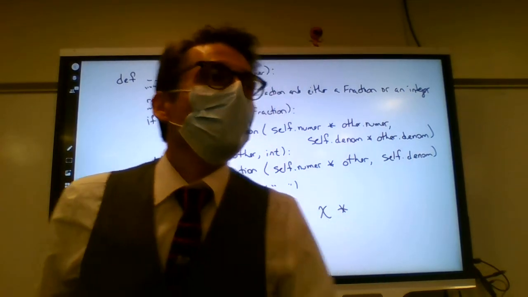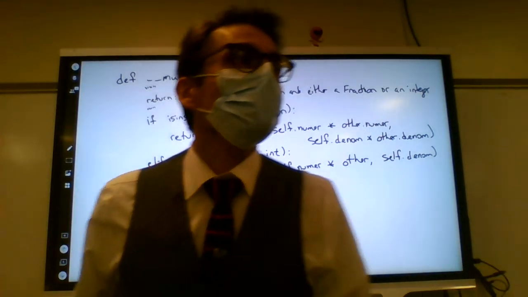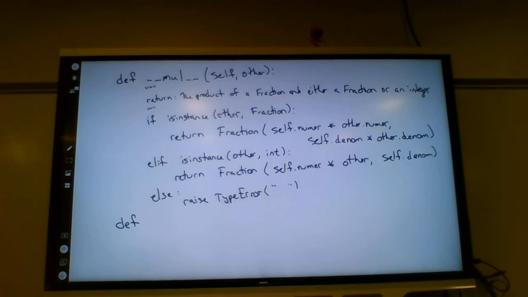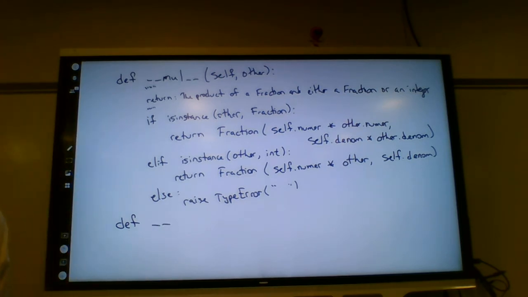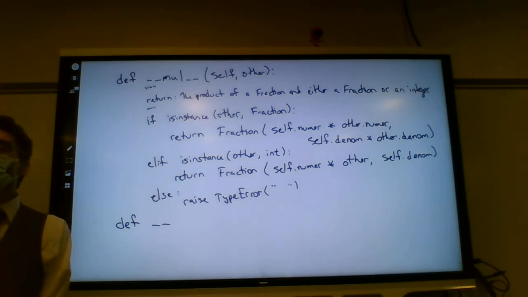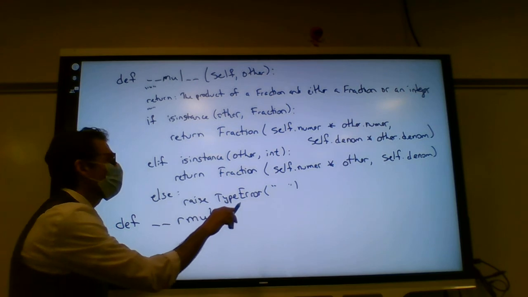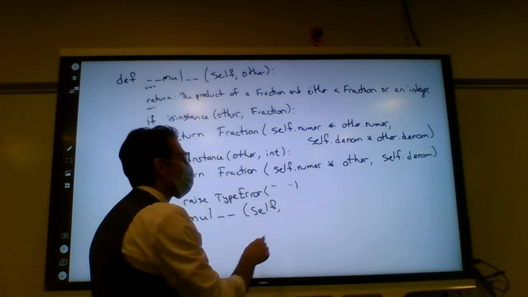All right, so we have to add that in to tell Python what to do if the fraction is on the right. So we need a new method for telling Python what to do if the fraction is on the right. Has anyone ever dealt with this method before? Okay. So, any guesses as to what it's going to be called? It's going to be like mul, but it's rmul. Multiplying on the right instead of regular multiplying. What do you need? You need self and other.